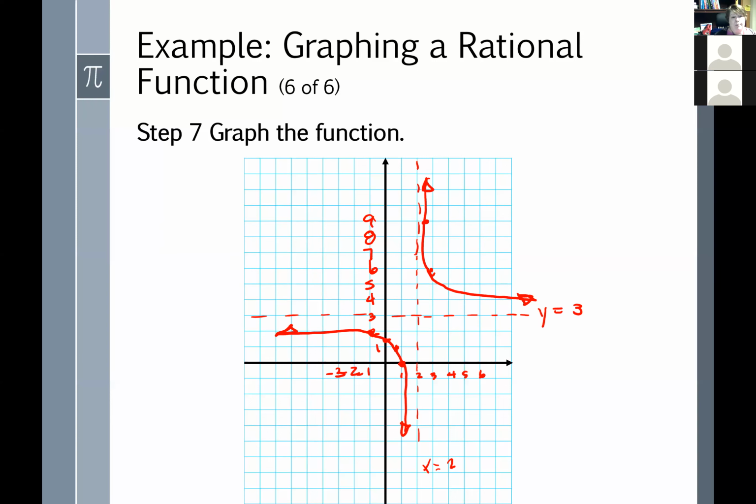So as it's approaching from the positive direction, as it's approaching the line x equals 2, it increases without bound. That's the vertical asymptote. And as x goes to infinity, the function approaches that line y equals 3. So that's a really terrible graph, but that's what it looks like.